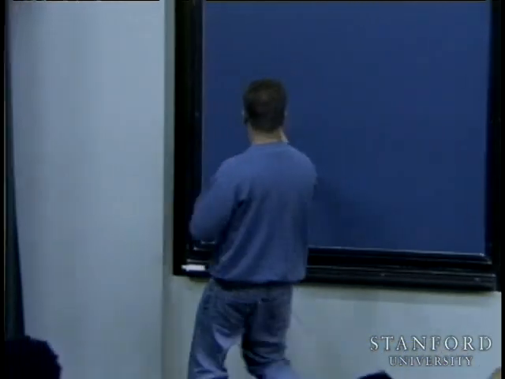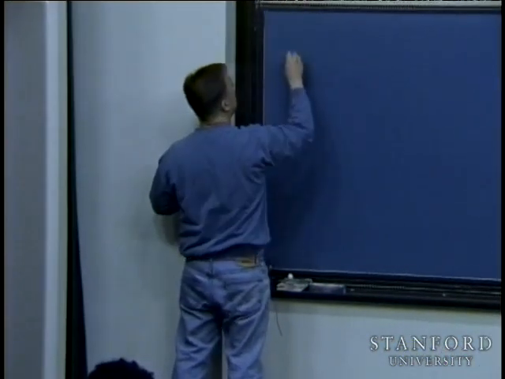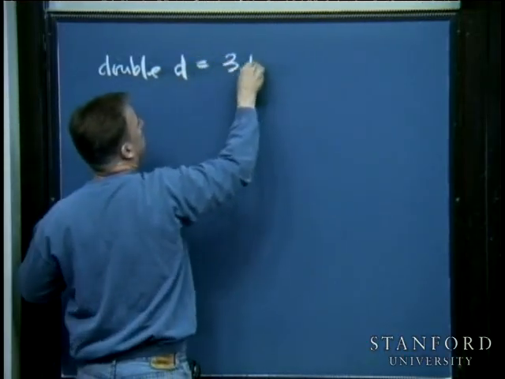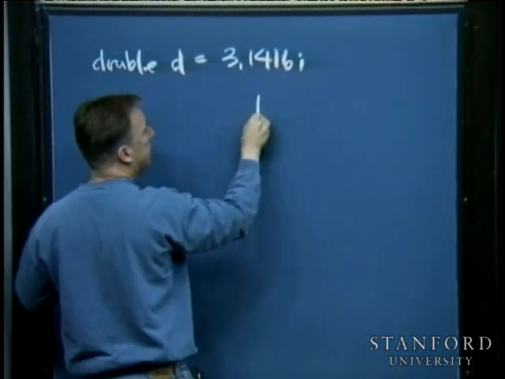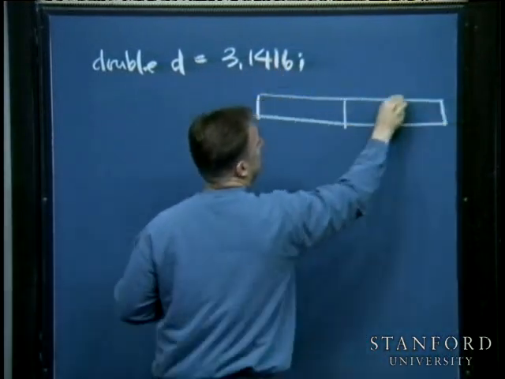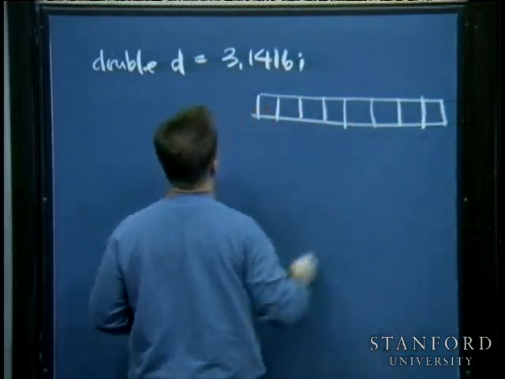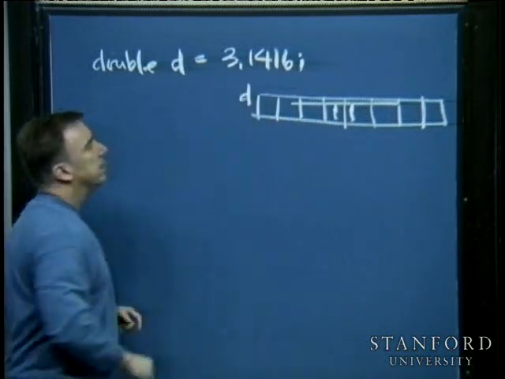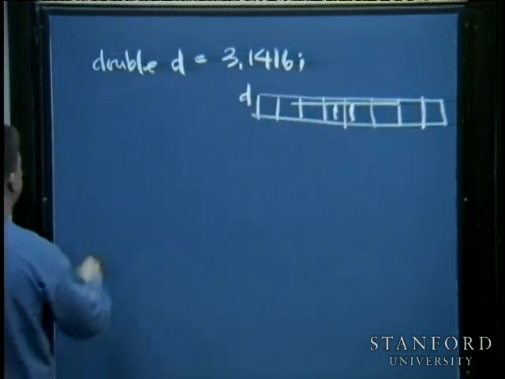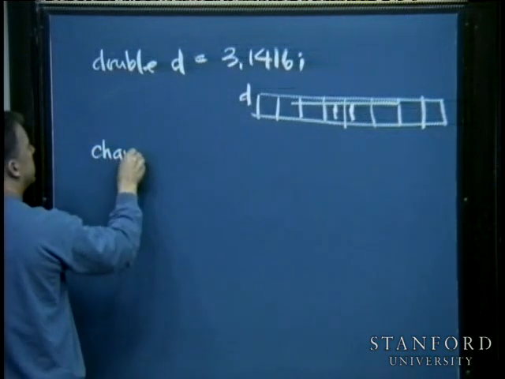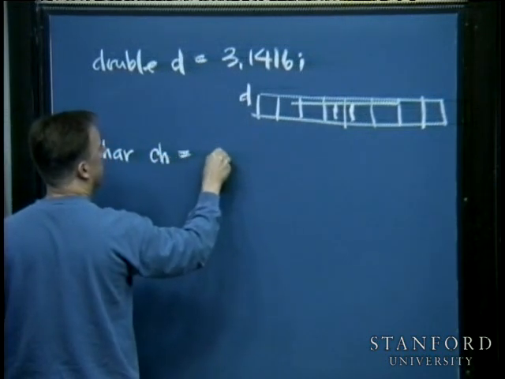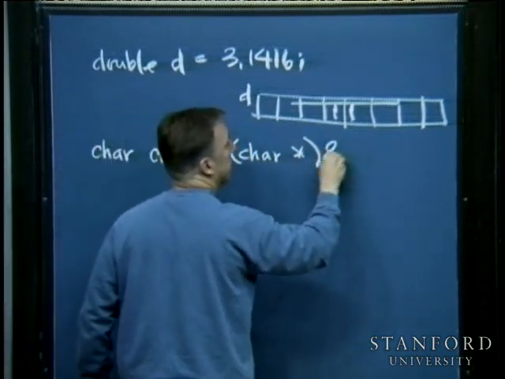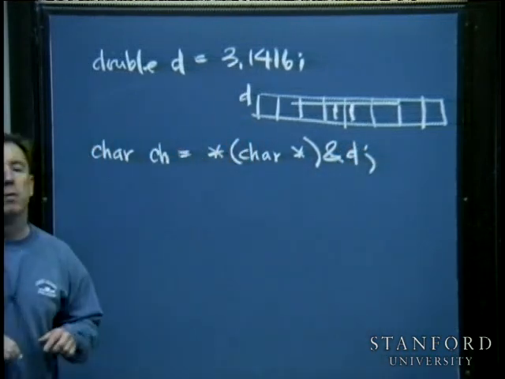Let me do another one. I have a double D that I set equal to 3.1416. And as a result, I actually get a fairly large figure in memory that's populated with pi. We'll decorate this with the D variable. And if I go ahead and do the following, char ch is equal to asterisk of char star ampersand of D. There was a little bit of confusion about this.